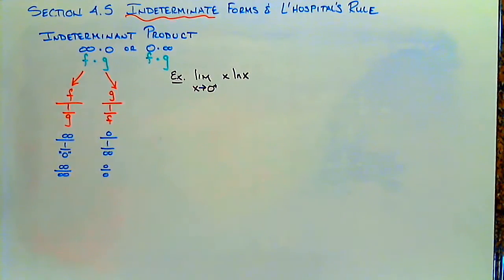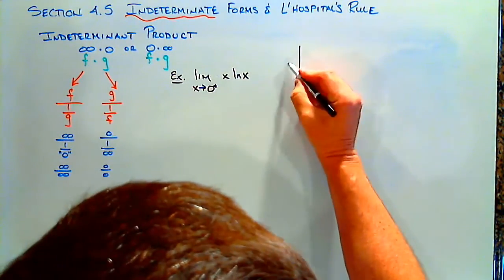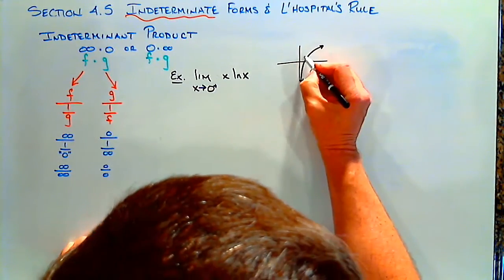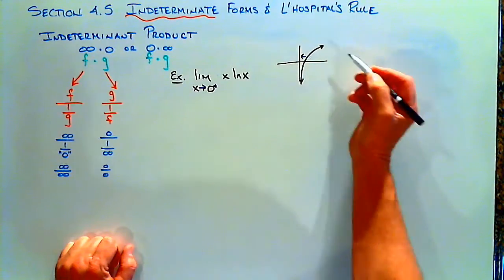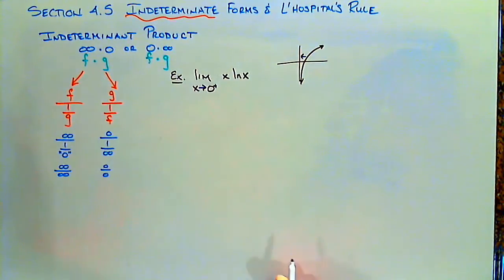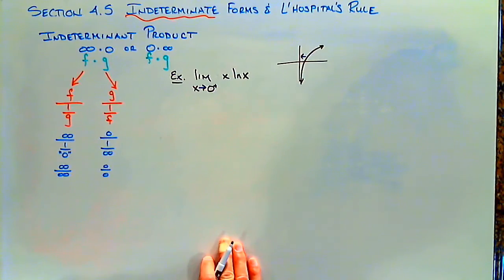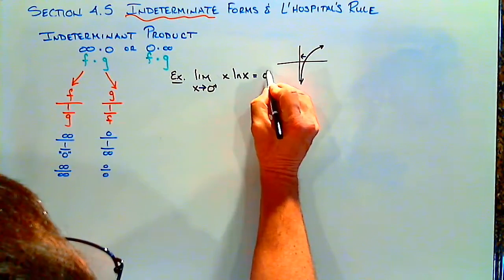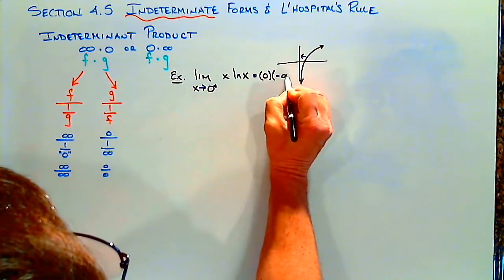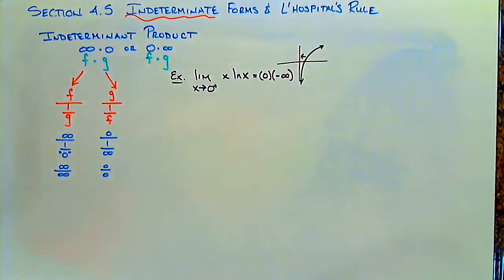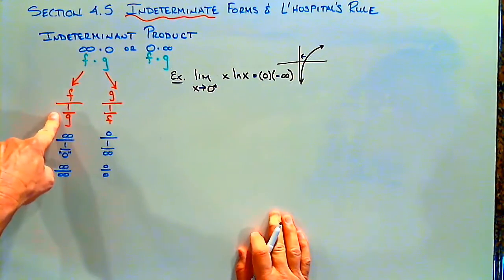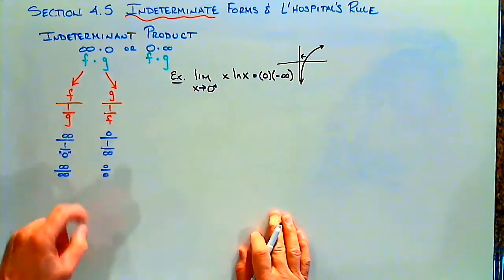Now, if we try to evaluate this, we all know what the graph of the natural log of x looks like. The graph of the natural log of x goes like this. As we approach 0 from the right, from this side, we're heading to negative infinity. Obviously, as we approach 0, x is heading to 0. So if we were to just rough this out, this is 0 times negative infinity. And that's one of our indeterminate products. And since it's an indeterminate product, we're going to make a decision. We're going to either rewrite this as f divided by 1 over g, or we're going to rewrite this as g divided by 1 over f.